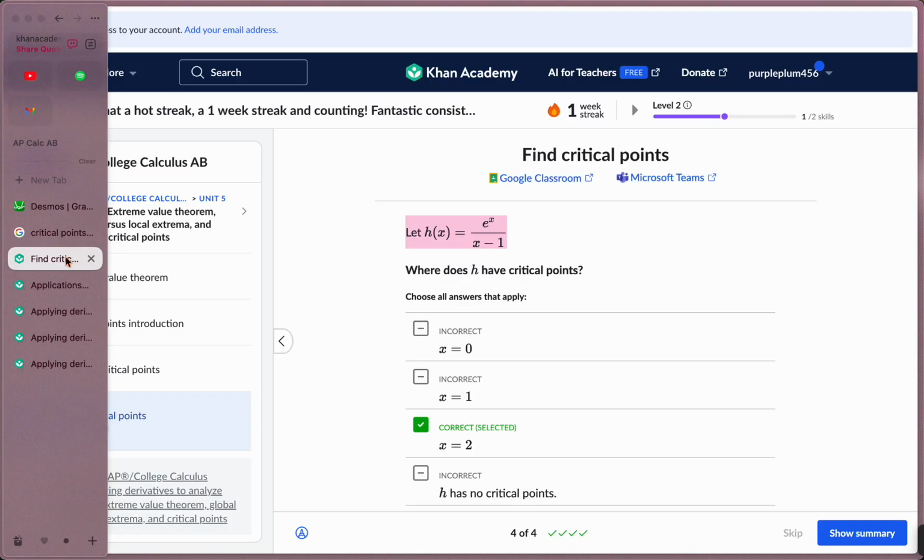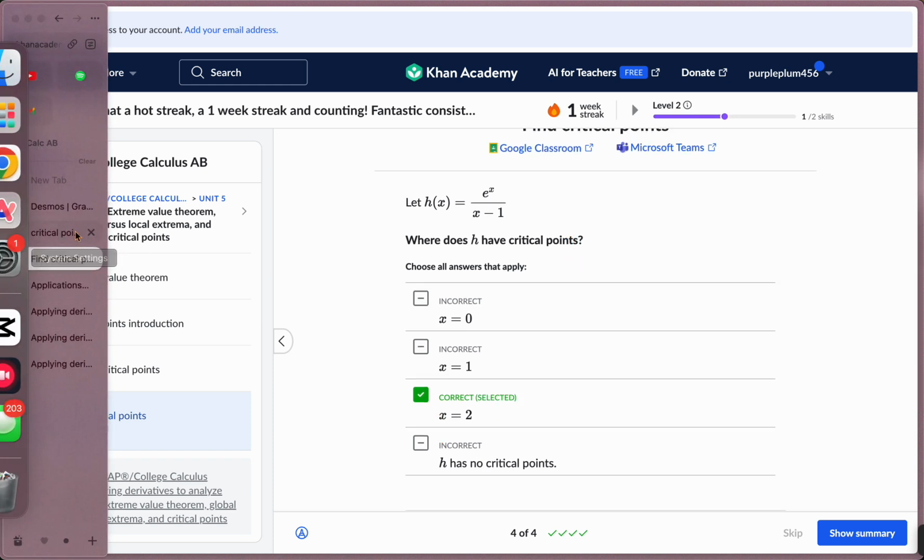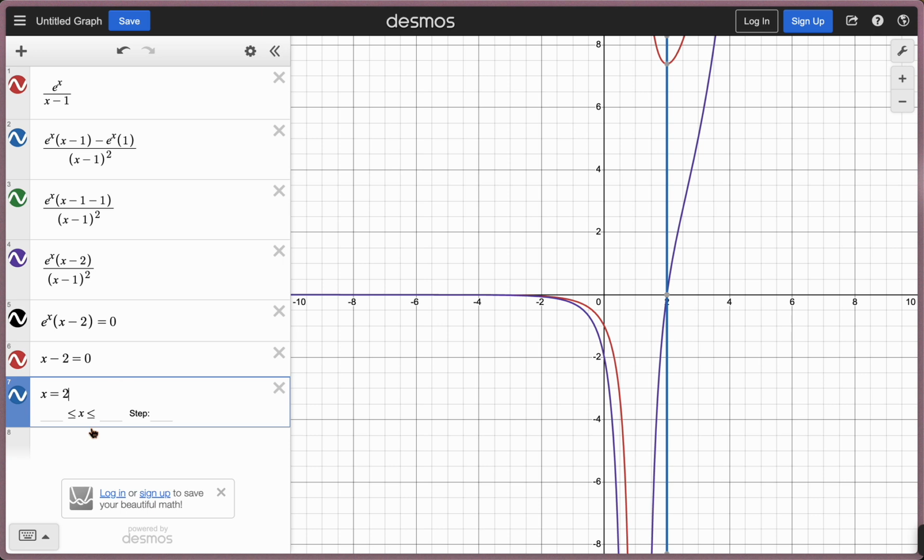So when we look over here, where does h have critical points? x equals 2. That is the correct answer. Basically, the critical point is at x equals 2, as that's where the derivative is equal to 0. So we take the numerator, and then we set it equal to 0. So x equals 0 and x equals 1 are not critical points. x equals 1 is not in the domain of the function, so it is not a critical point. So the critical point is at x equals 2.